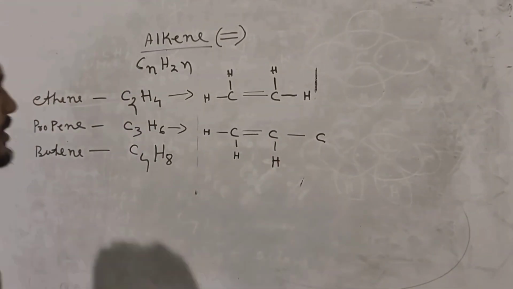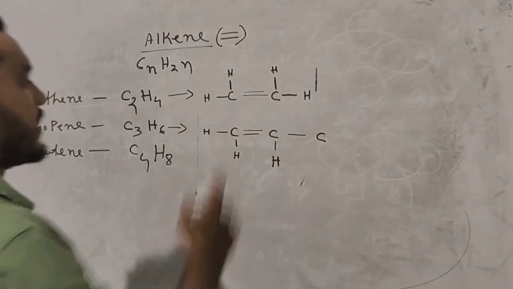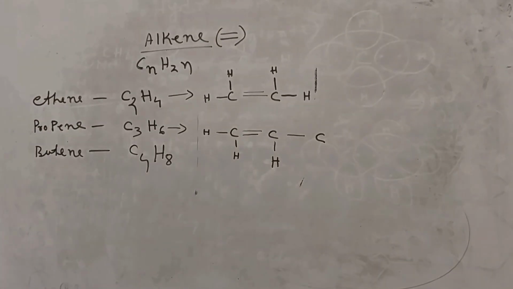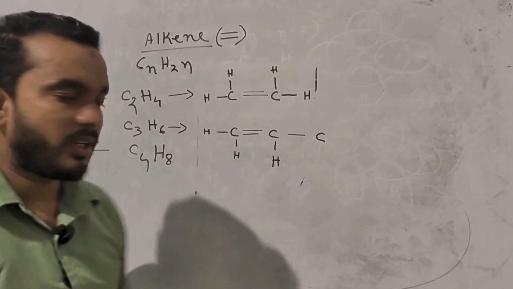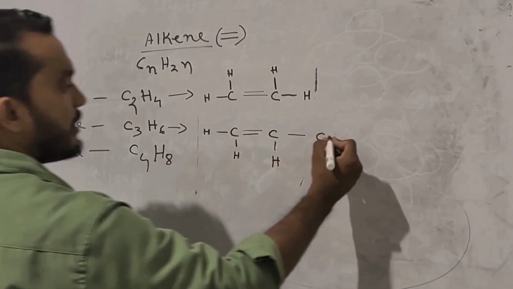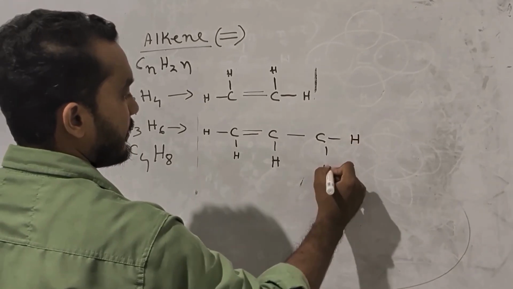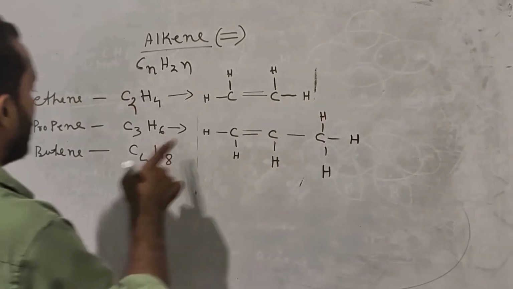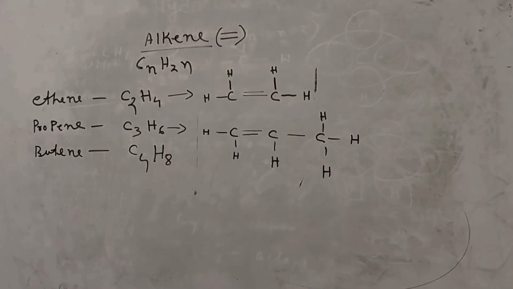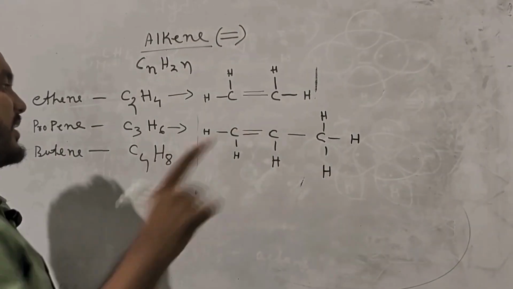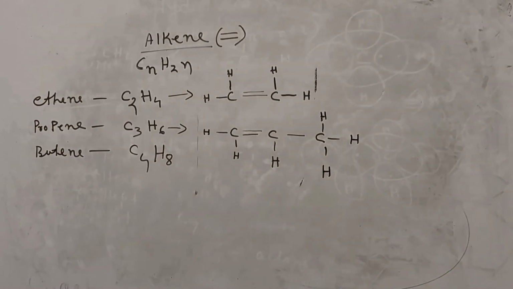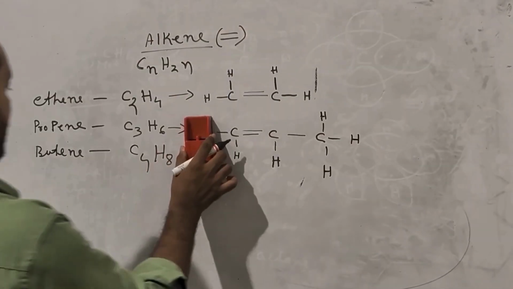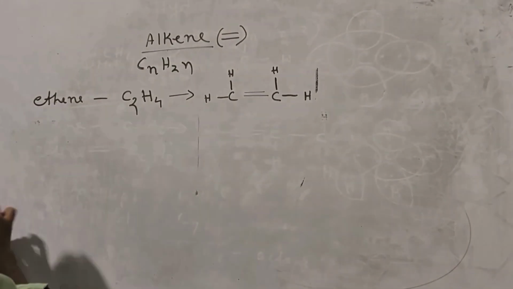Many students put one more hydrogen here, which is totally wrong, because carbon always shows tetravalency. So with this carbon, how many hydrogens can I place? 3. Now this is the structure of propene. That means in a carbon chain, between carbon and carbon, you can place only one double bond. Let me draw the butene.